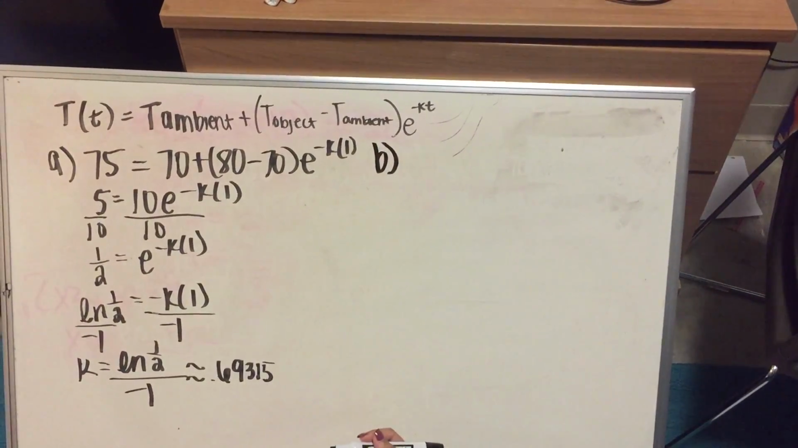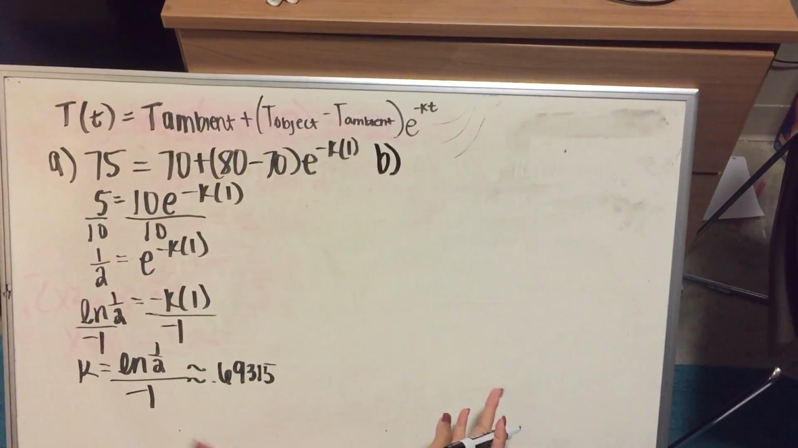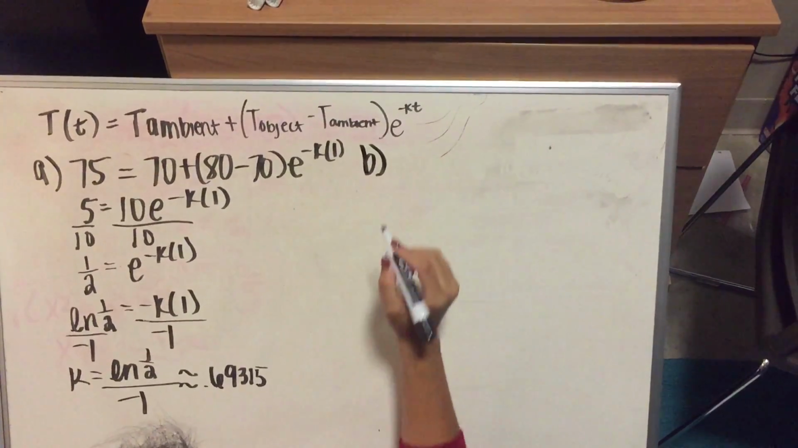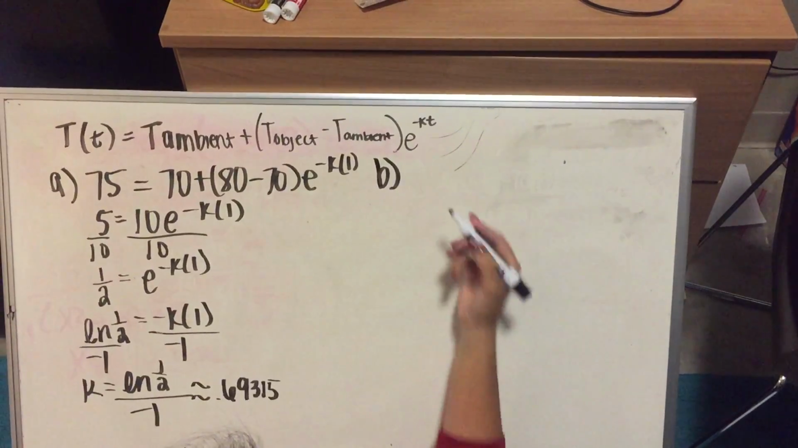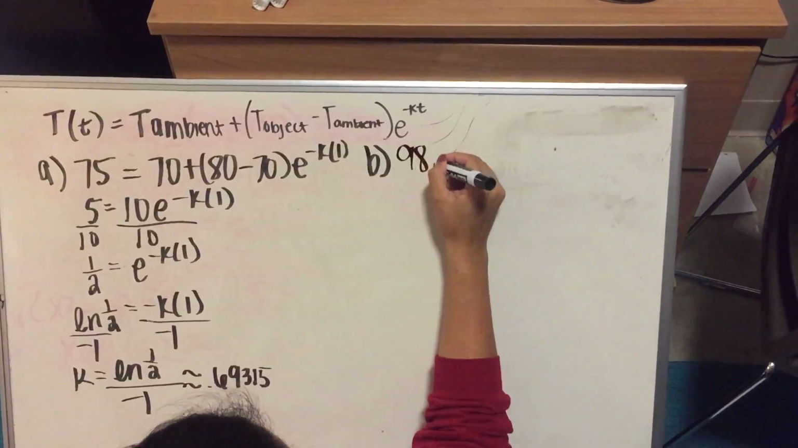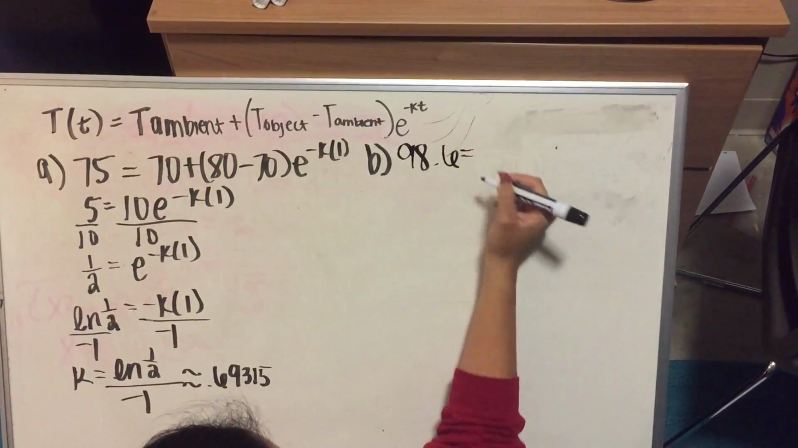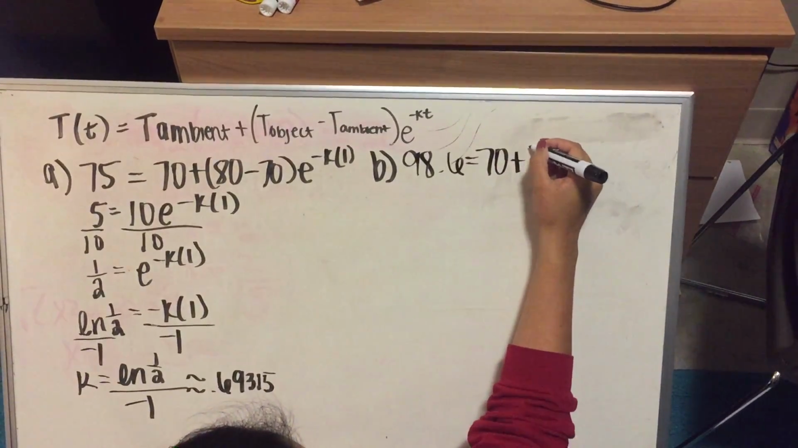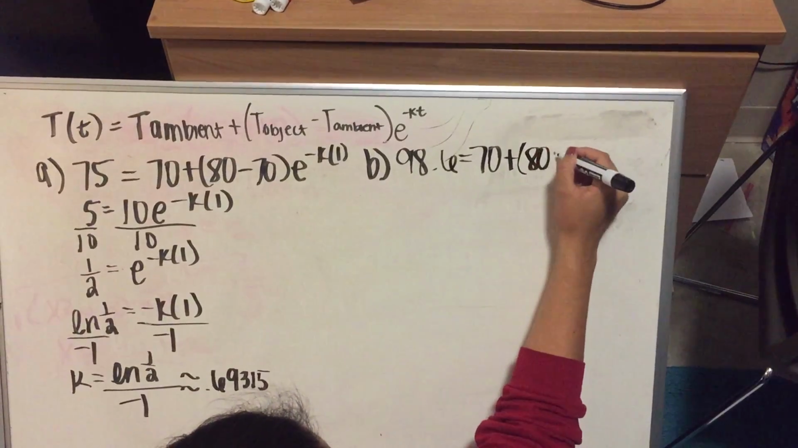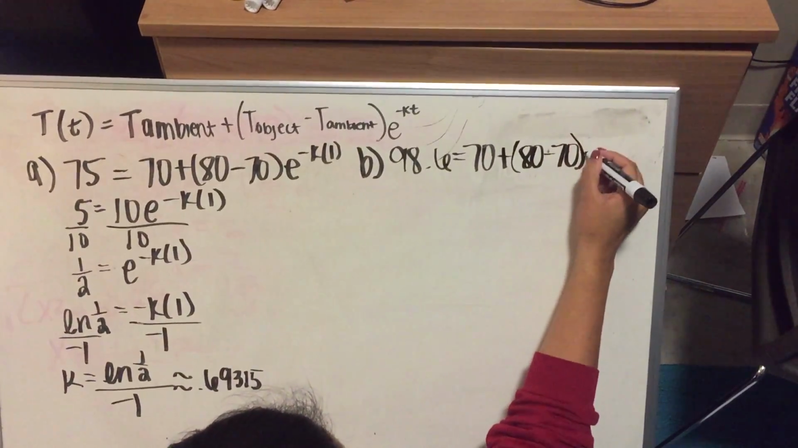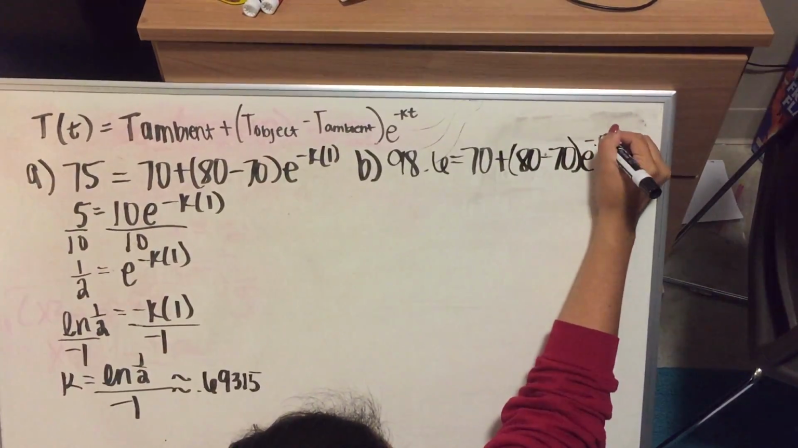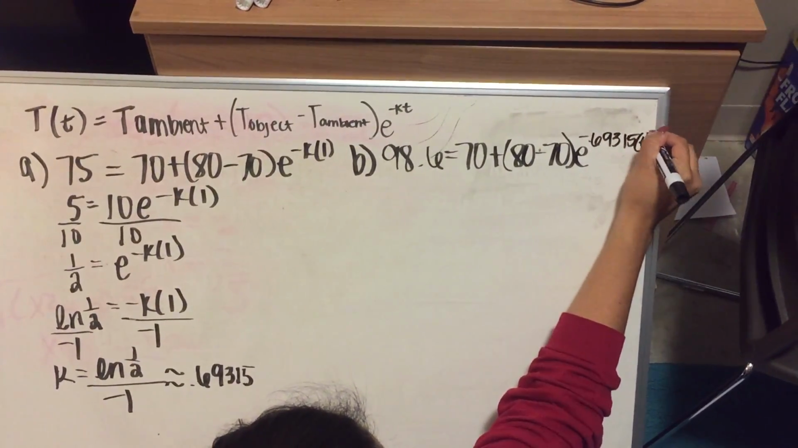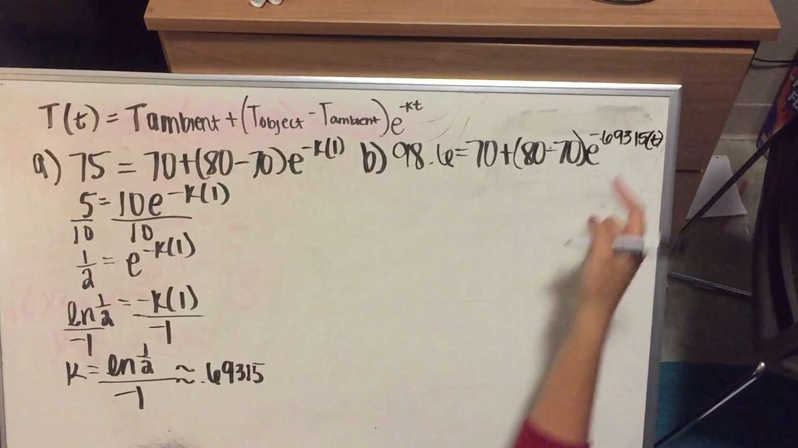And now we're going to plug this back into the problem, except for part B, being that we have to find the time of death to the time of discovery to the nearest tenth, we're going to be using the average temperature of the body, which is 98.6, equal to, again, the ambient constant temperature 70 plus 80 minus 70, e to the negative 0.69315 times t, because that's what we're looking for.